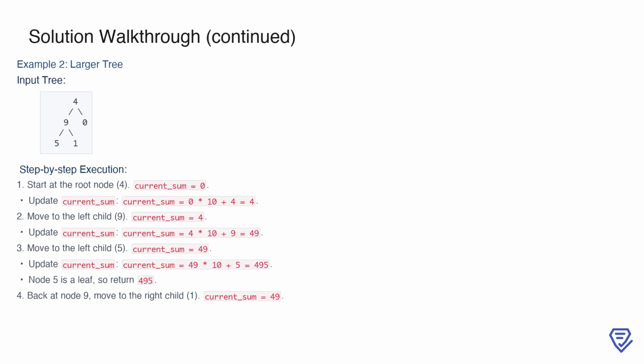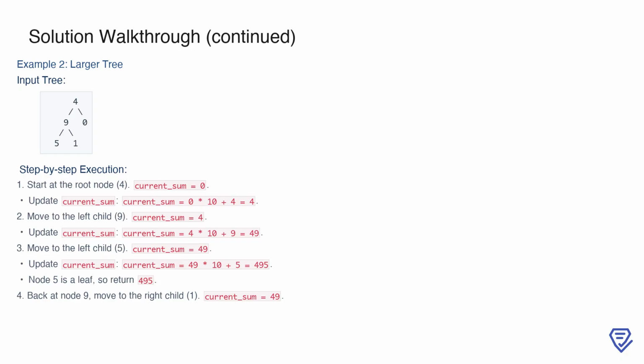Now, let's consider a slightly larger tree. The root node is 4, with children 9 and 0. We start with current_sum equals 0 and update it at the root: current_sum equals 0 * 10 + 4 equals 4. Moving to the left child, node 9, we carry forward the current_sum as 4 and update it: current_sum is equal to 4 * 10 + 9 equals 49.